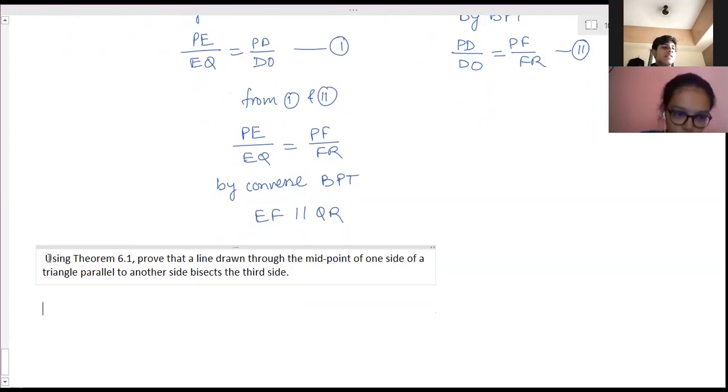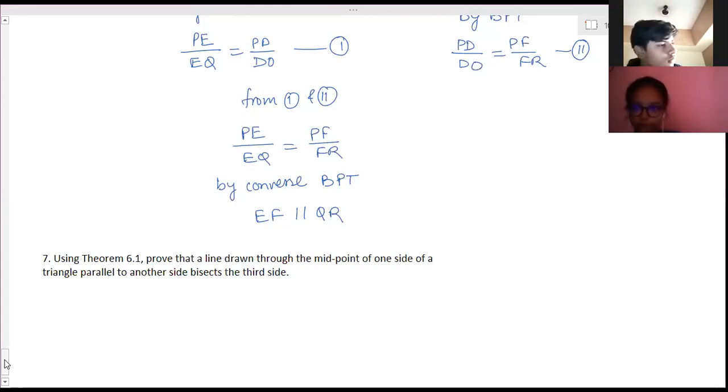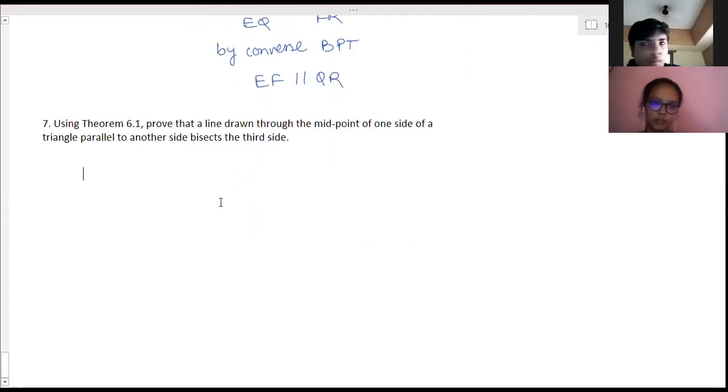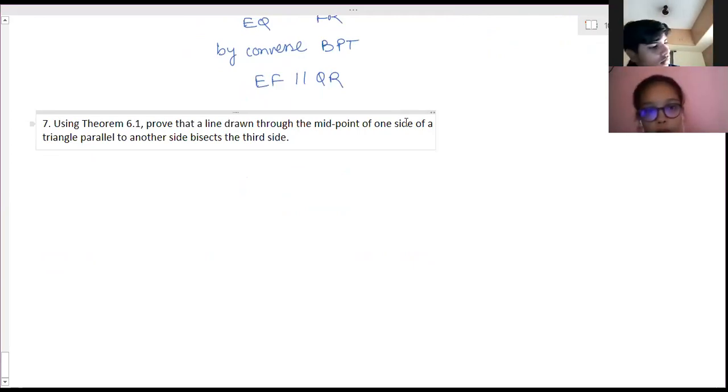Ma'am, what's theorem 6.1? BPT. Sorry, Converse BPT. No, 6.1 is BPT, 6.2 is Converse BPT. Ma'am, we had proved this last year. Yeah. Now by using BPT, you have to prove it. Last year you proved it by a very long method. Now it is an easy method.